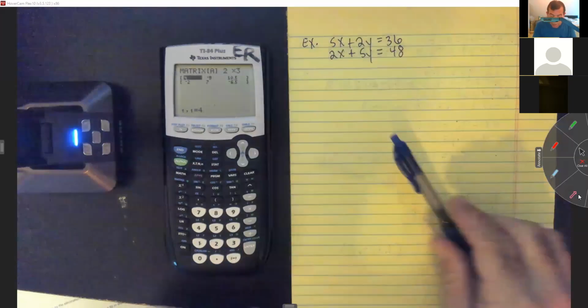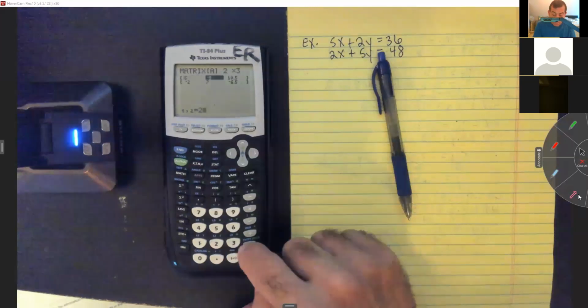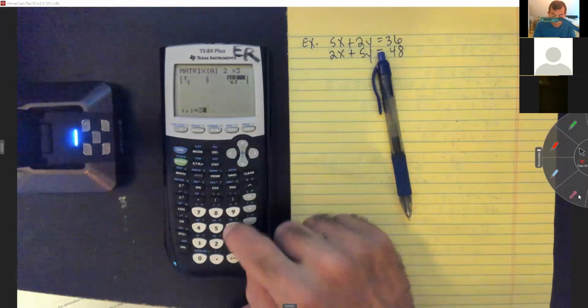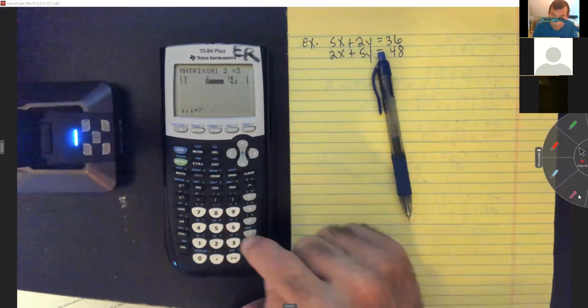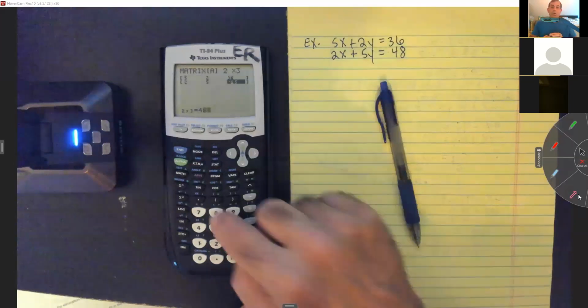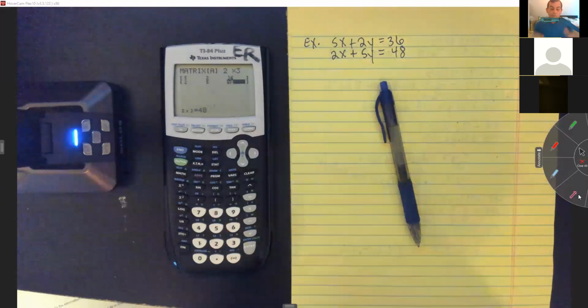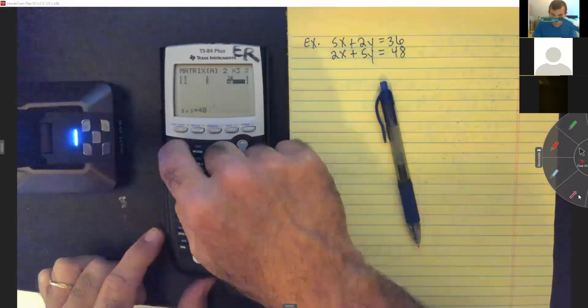Now put in the numbers. 5 enter, 2 enter, 36 enter, and then 2 enter, 5 enter, and then 48 enter. So now we've got our matrix in there. We quit the screen by hitting second mode.